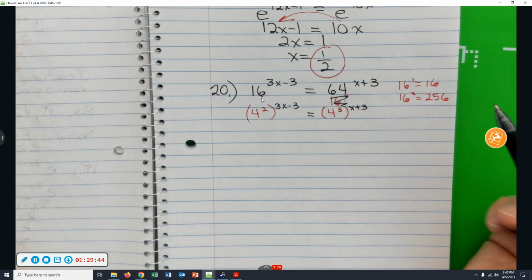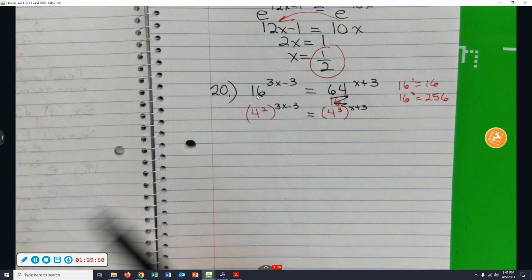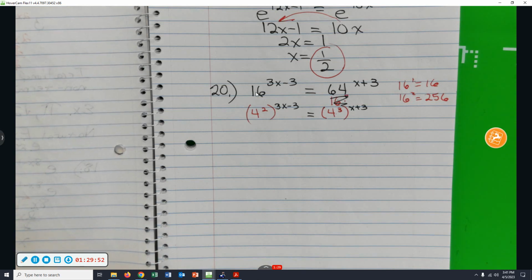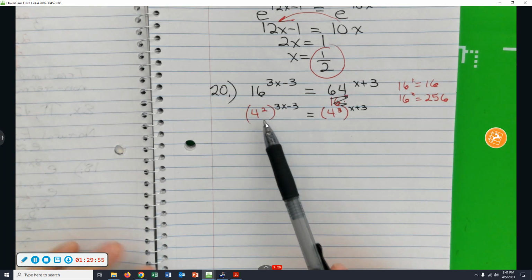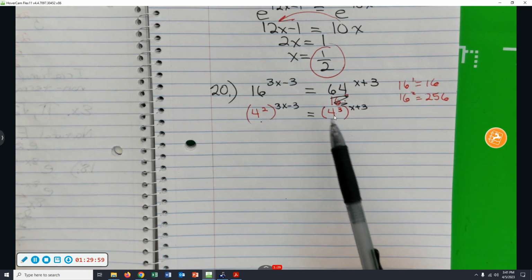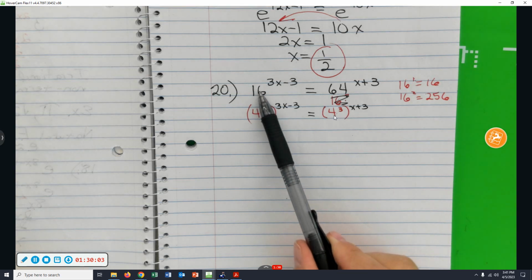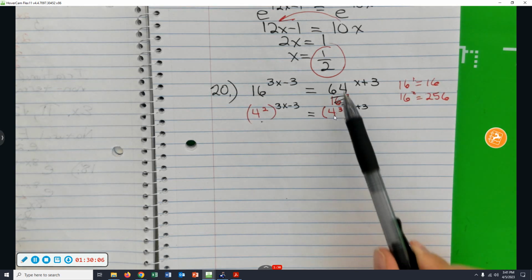So what happens if you've got to change both bases? You might have to change both bases. So start with the smaller one, change it so it's written as an exponent, and then try to write the bigger one using that same base. 4 squared is 16. 4 cubed is 64.